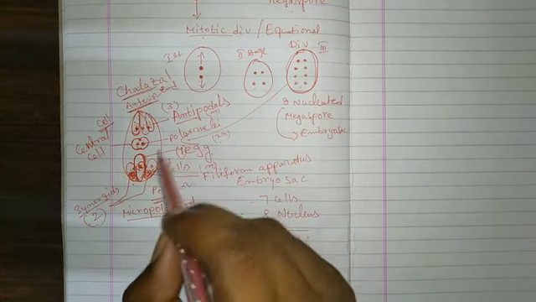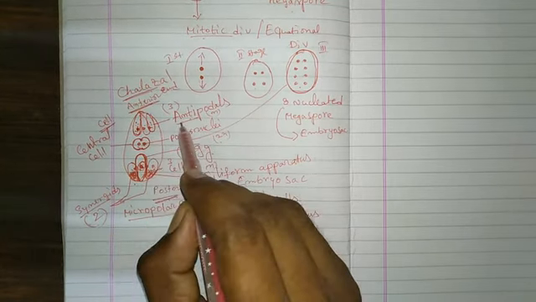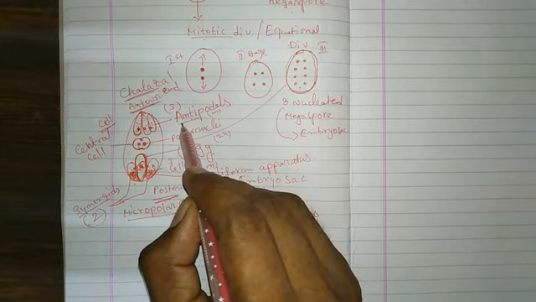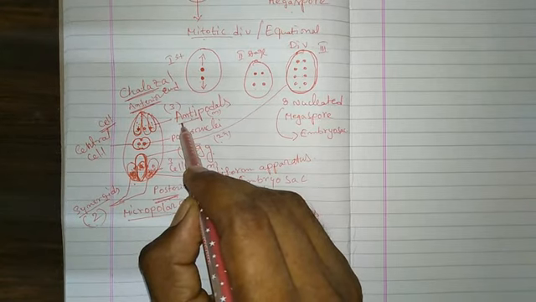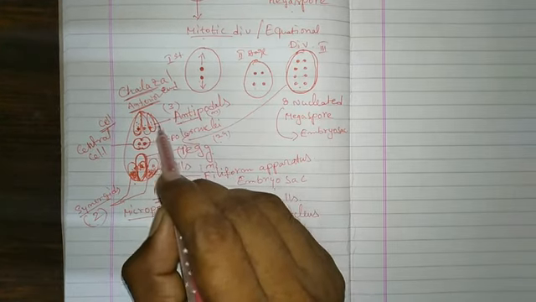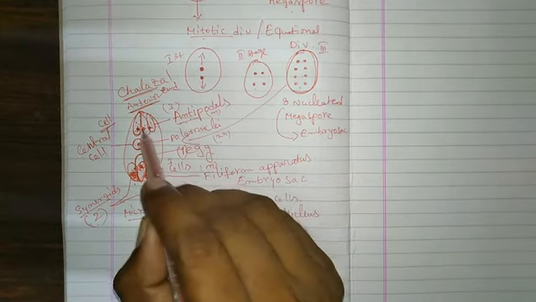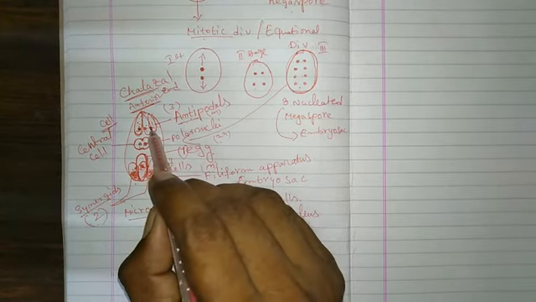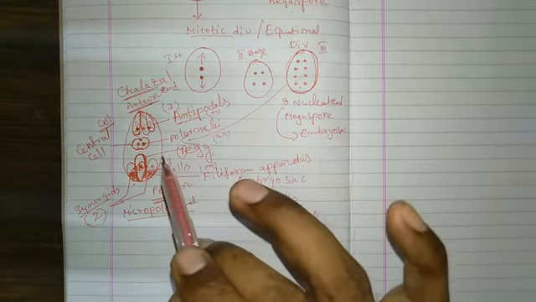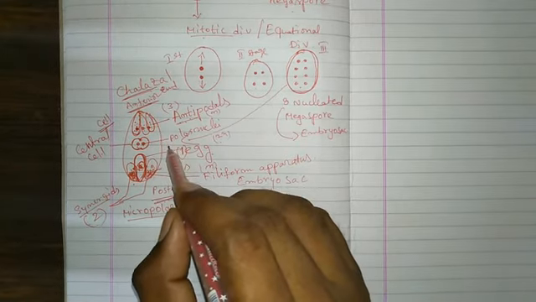Okay, and is there any use of antipodals? Antipodals are also non-functional, like the 3 megaspores. So these 3 are antipodals. These 3 antipodals do not have any function. That's why later they disappear from the embryo sac. So this is the total information about the embryo sac.